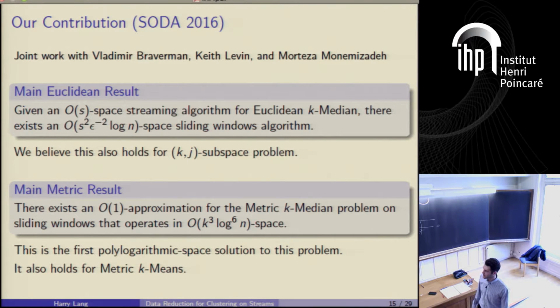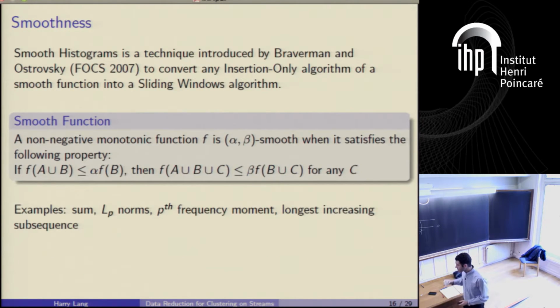And for the metric case, we give a constant approximation with k to the cubed log to the 6th n space. And this also holds for k-means. All you need is the approximate triangle inequality, so it will work for anything that satisfies some approximate triangle inequality, such as k-means.